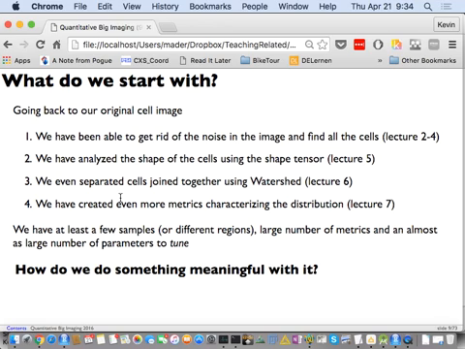So if we go back to the original cell image that we had before, that we've shown in these other lectures, where you have this slide with a bunch of cells on it. I think we see it. No, not on this one.